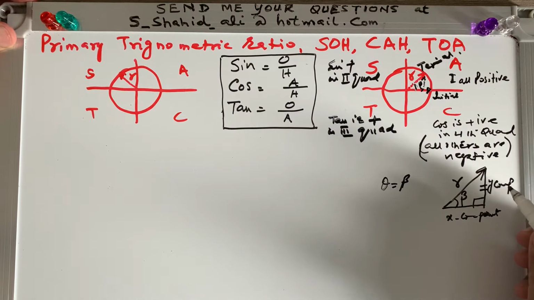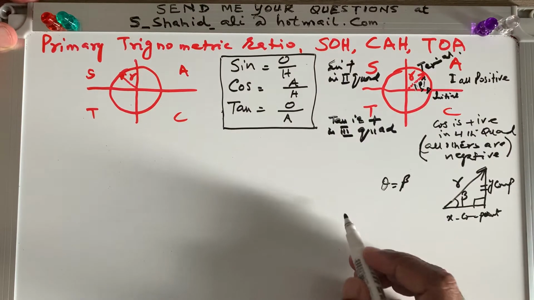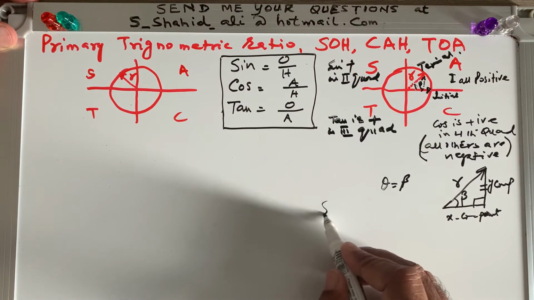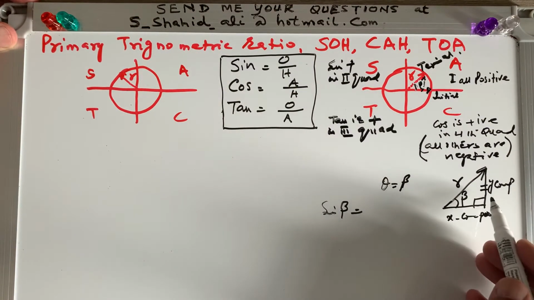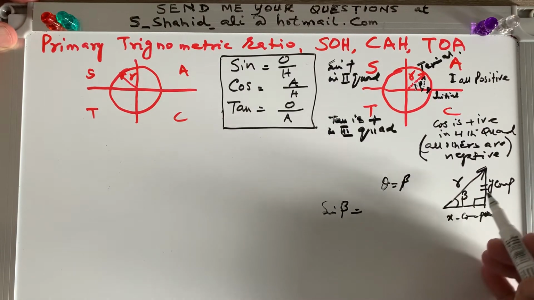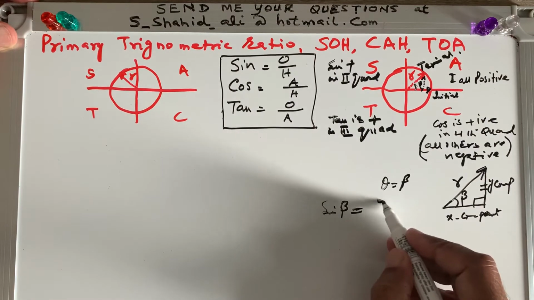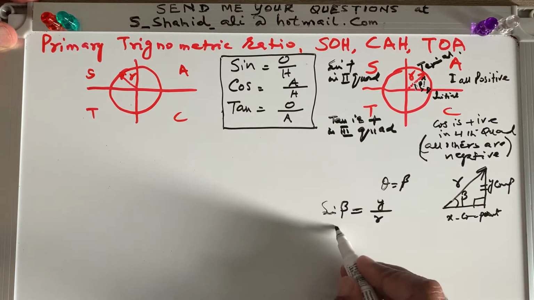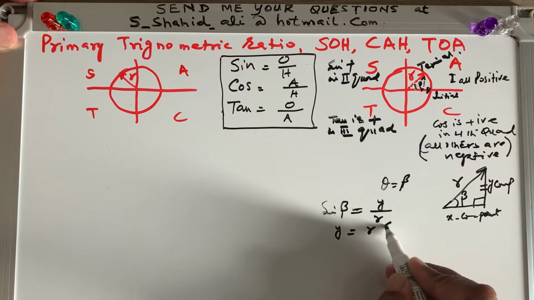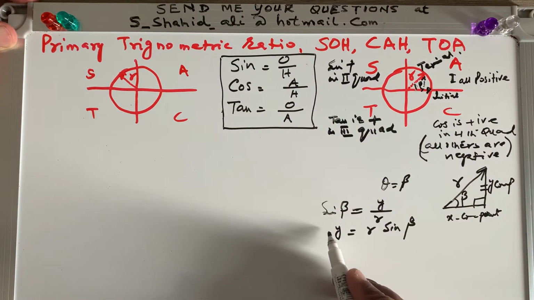And with the help of the trigonometric ratios, we can find out what these components are. If I say, okay, for this triangle, sine beta. So what is sine beta? Opposite over hypotenuse. So the opposite is y, divided by the hypotenuse, which is r, right? What is my y equal to? y equals r sine beta, right? So that means the y component is always the sine component.